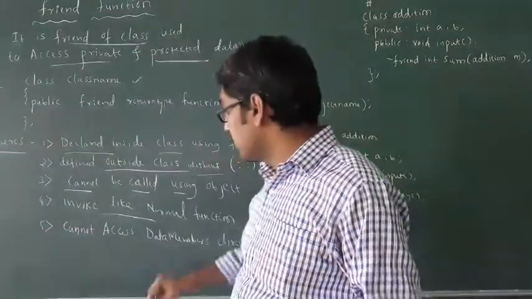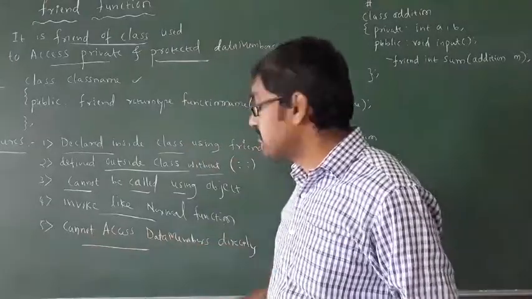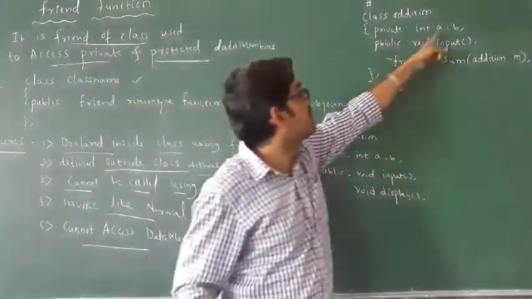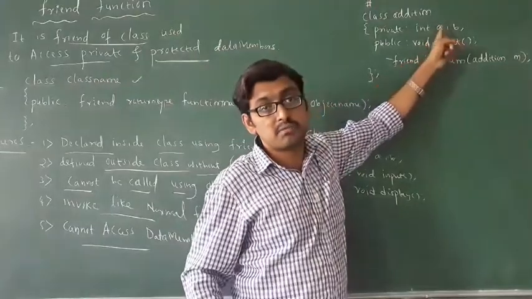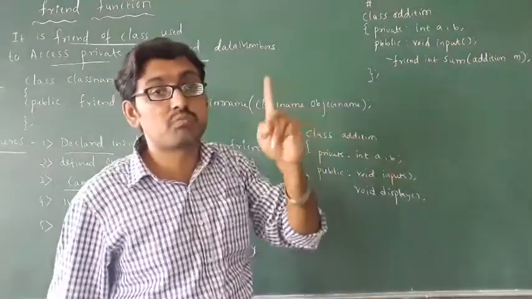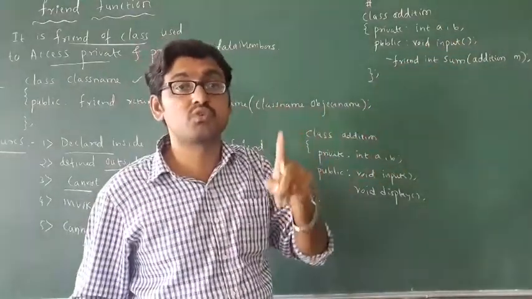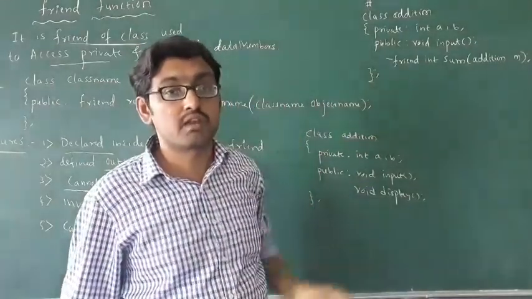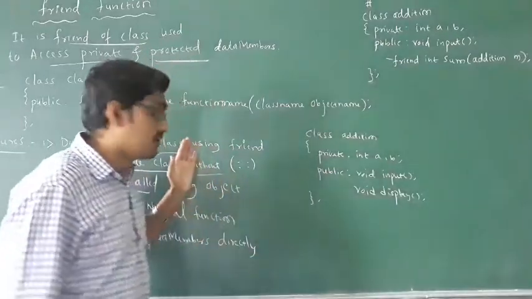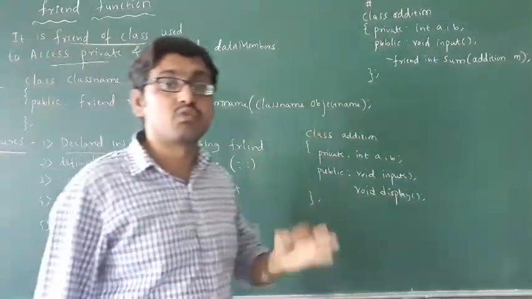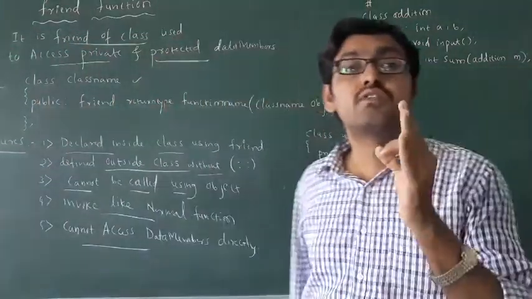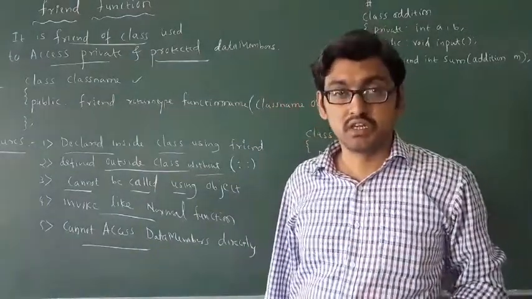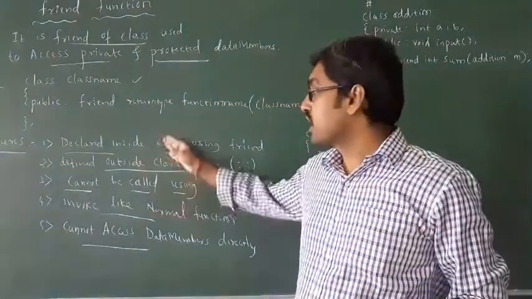Okay, it cannot access data members directly, but one condition is there: you cannot access data members directly. You must use a dot operator with an object. These are the features. Last year in 2019 they asked: write 5 features or characteristics of a friend function.